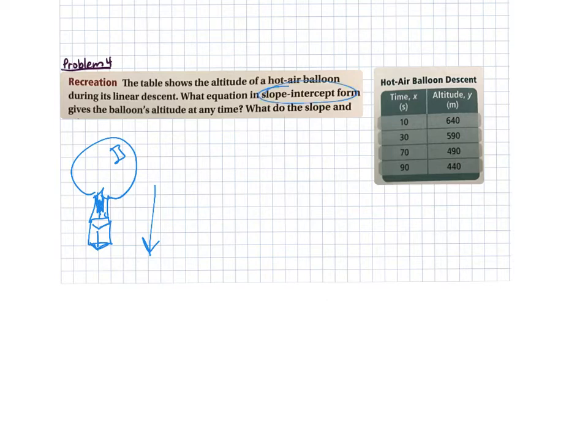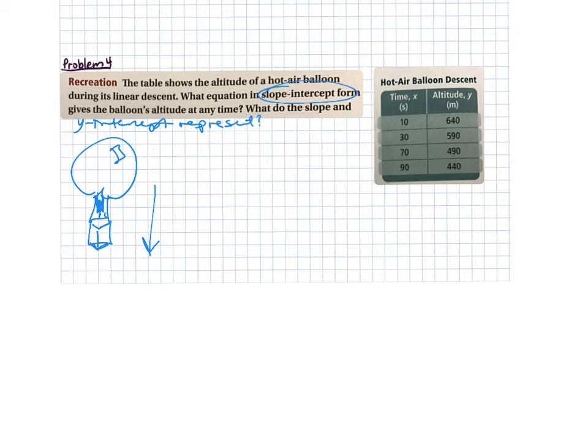So this is slope-intercept form. So let's look for, I cut off this question. What do the slope and y-intercept represent? That's what this is asking. Represent. All right, sorry about that.